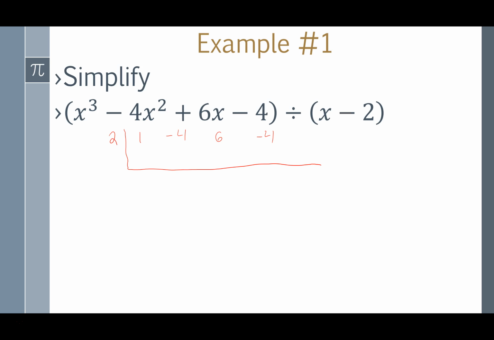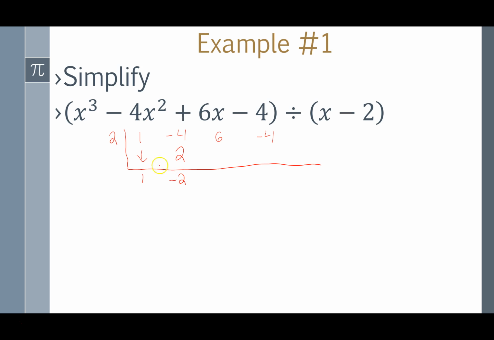And from here, the process is incredibly straightforward. We drop the 1 down. We always drop the first term down. And then whatever's on the bottom multiplies with what's on the outside. So 2 times 1 is 2. And then for our column, when we have two numbers here, we add them together. Negative 4 plus 2 is negative 2.